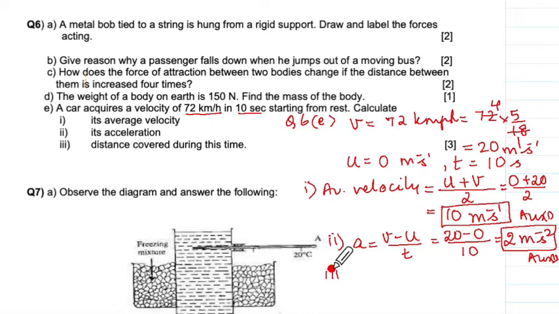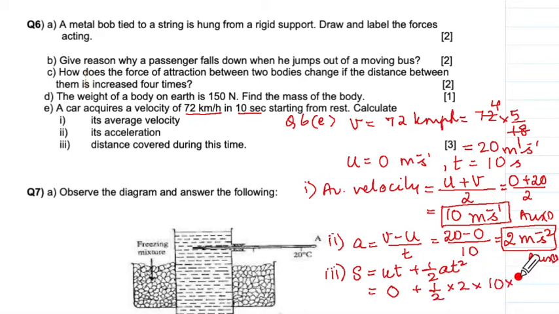We come to the third part, distance covered during this time. Now distance will be s equal to ut plus half at square. We will be using this formula to get the distance. So initial velocity is 0, 0 into whatever time will be 0, plus half, acceleration is 2 and the time is 10 times 10. So we'll have 2 and 2 getting cancelled and we will have 10 into 10, which is 100 meter, and that is our answer 3.